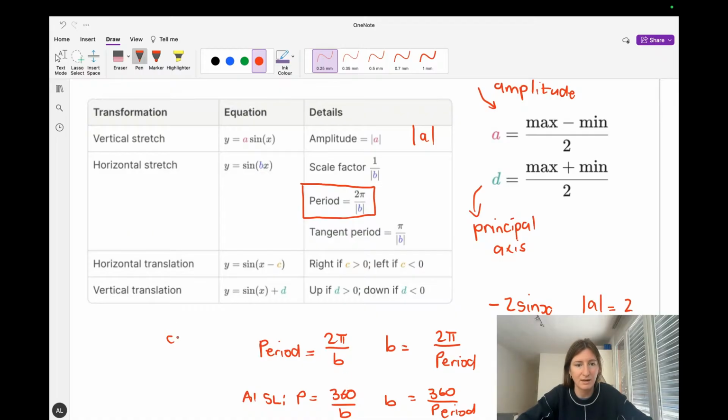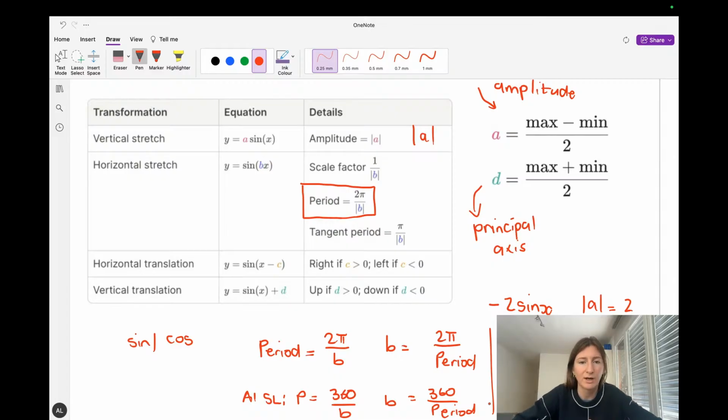This is for cos and sine. And for tan, it's just pi. Pi divided by b, or 180 divided by b, if you're in degrees.